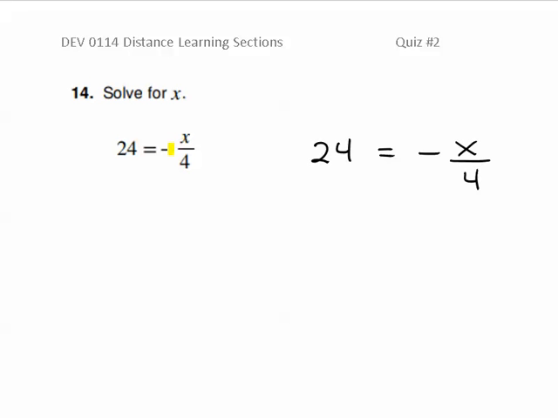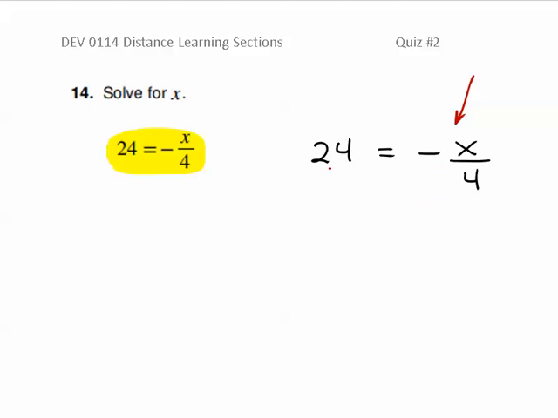All right, number 14 from quiz number 2. We want to solve the equation 24 is equal to negative x divided by 4. This one can be just a little bit tricky because of this negative that we have in the front of the term on the right-hand side. So a couple different ways we could do this.